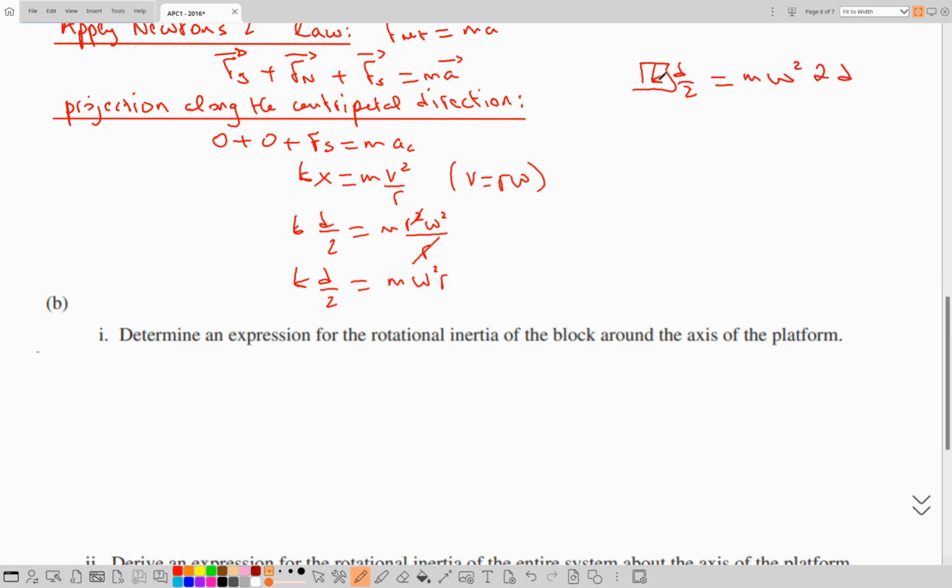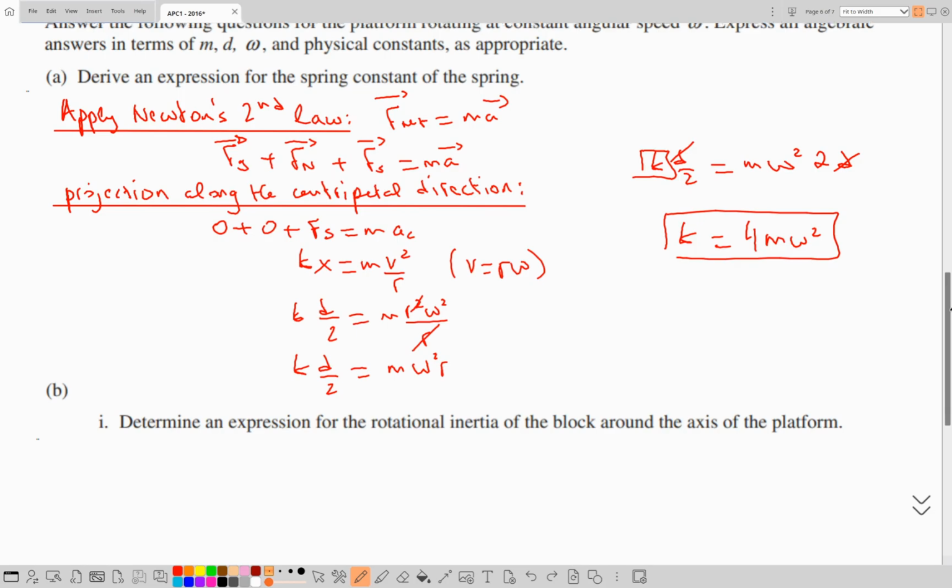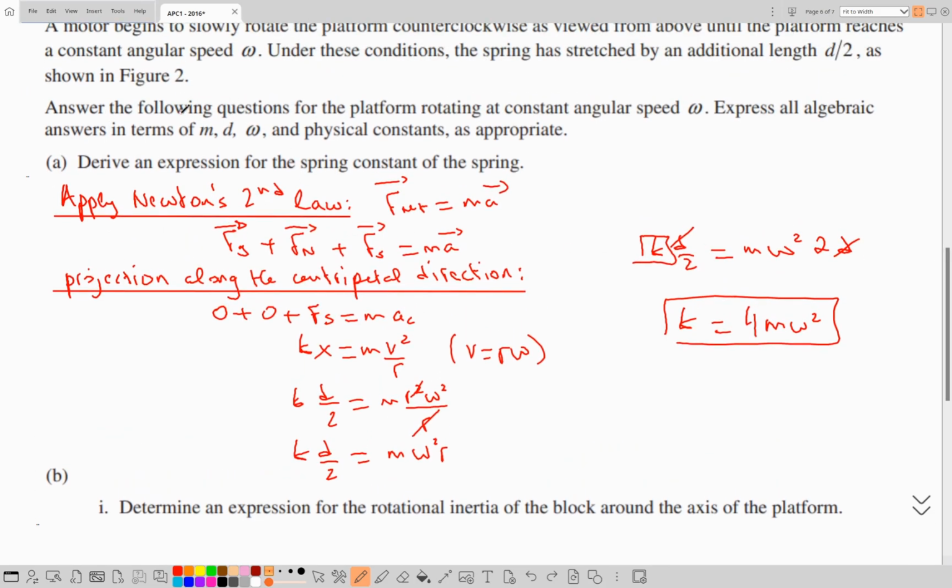And we're interested in searching for the value of k. d with d would cancel, then indeed k would be given by 4 m omega squared. So that represents the stiffness of the spring in terms of the given quantities. So keep that in mind, because this will probably be replaced later, because this is a constant that has been determined in terms of the following quantities.